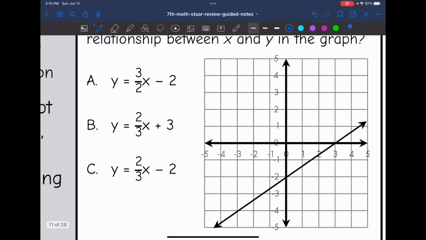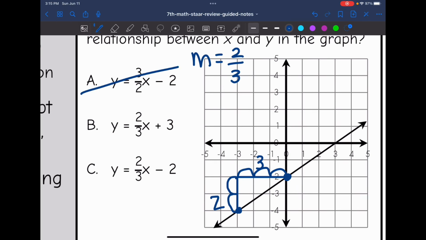So m is my rate of change. I'm going to find 2 perfect points on my graph. I see one right there and one right here. And I'm going to count the change in the y's, which is the vertical change. It's 2 over the change in the x's, which is 3. So my rate of change is 2/3. So it either has to be B or C because those are the ones that have a rate of change of 2/3. And then b is the y-intercept, which is just where the line is crossing the y-axis, which is -2 for this line. So C is the equation that has that rate of change of 2/3 and crosses the y-axis at -2.